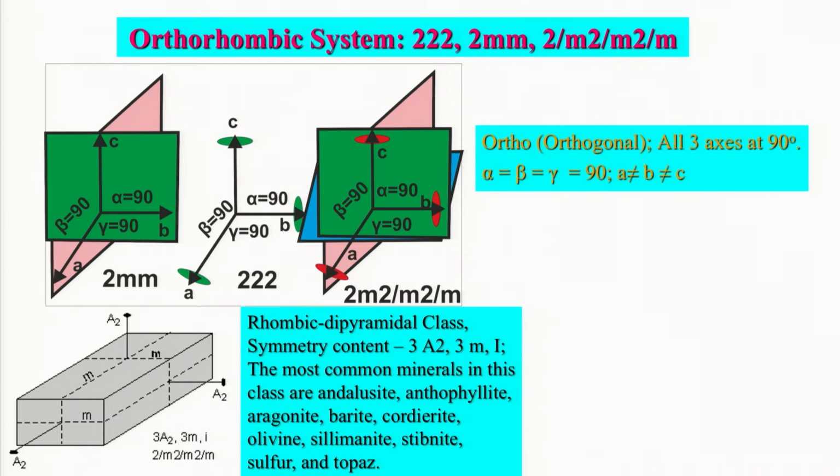Now, let us come to the orthorhombic crystal system here. In the orthorhombic crystal system, you have three crystal classes here. These are 222, 2mm and 2/m 2/m 2/m. So, let us see what we have in 2mm.